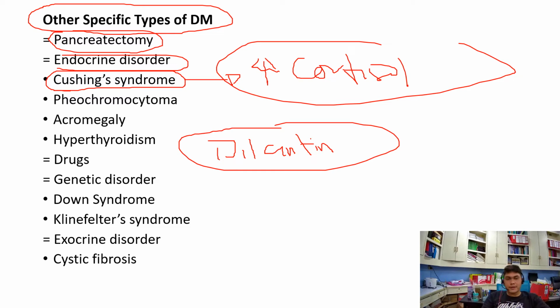Okay. Next, you have exocrine disorders like cystic fibrosis. So for cystic fibrosis, the body is producing thick mucus. And mucus serves as a lubricant, right? But for cystic fibrosis, you have increased production of thick mucus. Okay, so it can cause accumulation. There's accumulation of thick mucus and thick digestive juices in your pancreas, and that can cause damage to your pancreas. So you have decreased production of insulin. Okay, so that's for other specific types of DM.